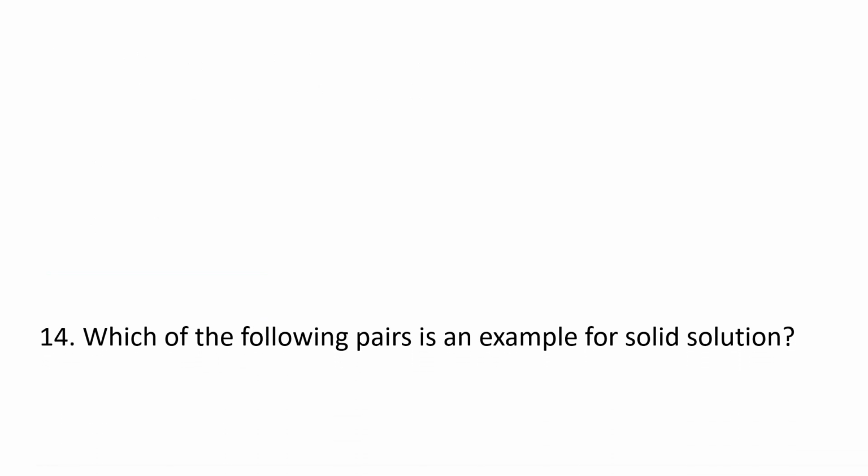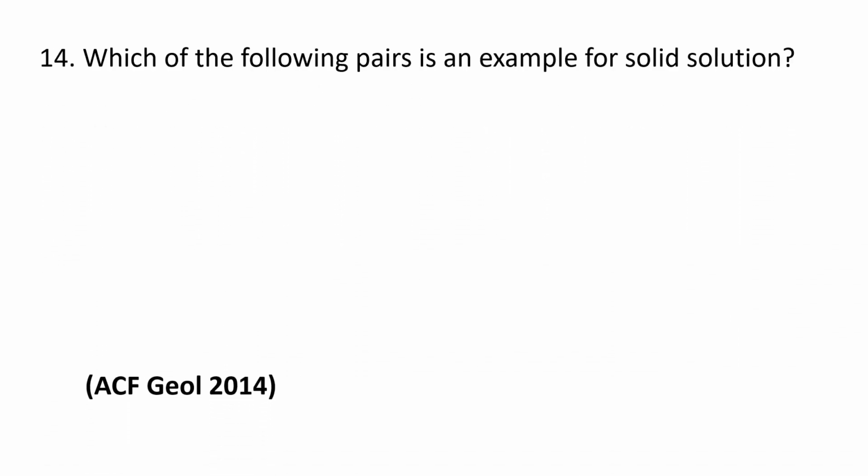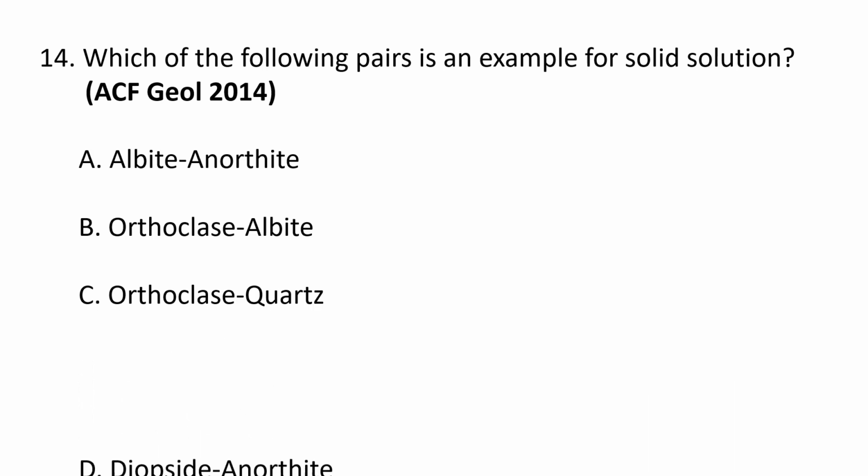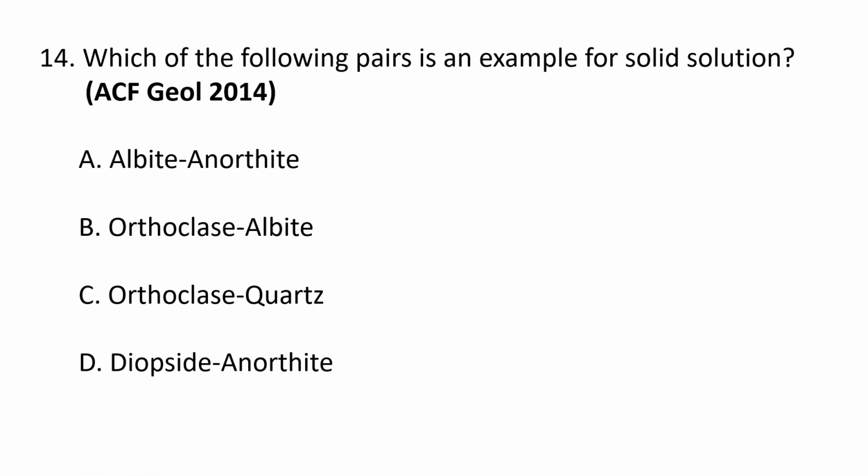Next question. Which of the following pairs is an example for solid solution? A. Albite to anorthite, B. Orthoclase to albite, C. Orthoclase quartz, D. Diopside anorthite. Albite anorthite is an excellent example for the plagioclase group of feldspars. It's an excellent example for a solid solution series. This plagioclase group ranges from albite to anorthite, and the other minerals are oligoclase, andesine, labradorite, bytownite, and anorthite. It's a very good example for a solid solution series. So A is the correct option.